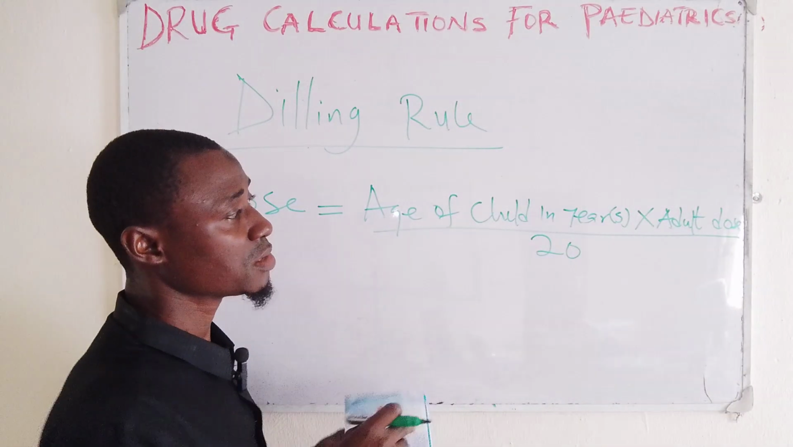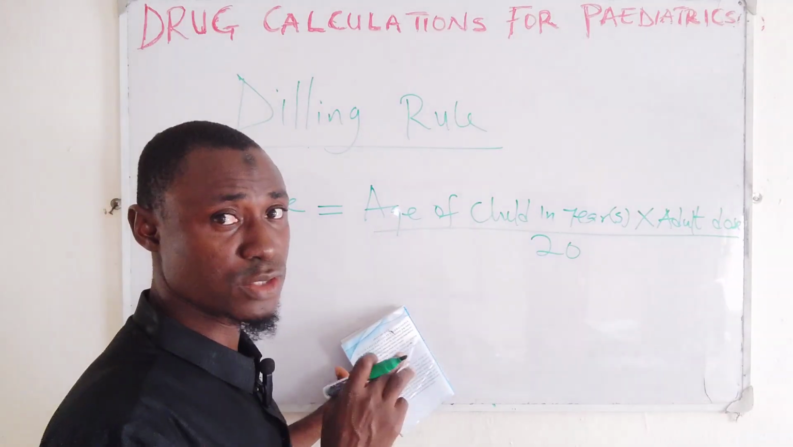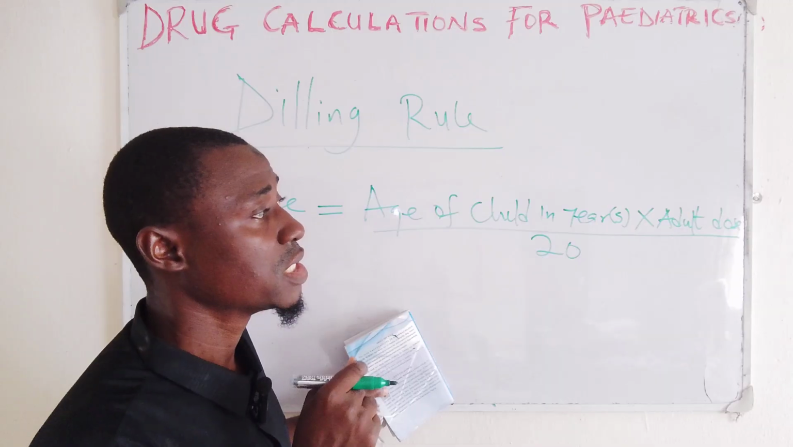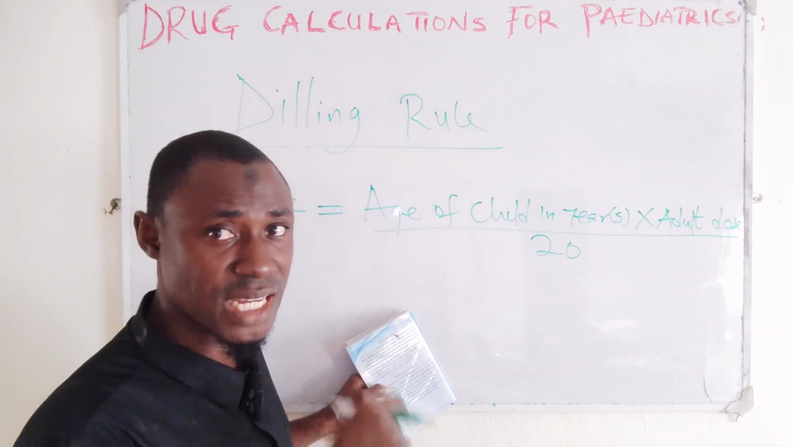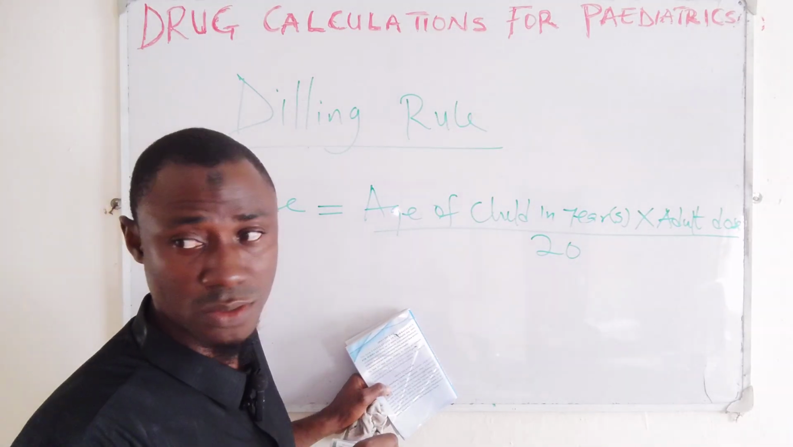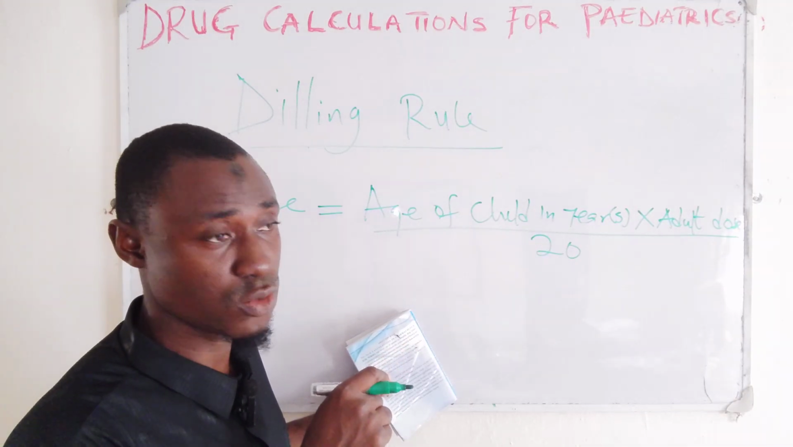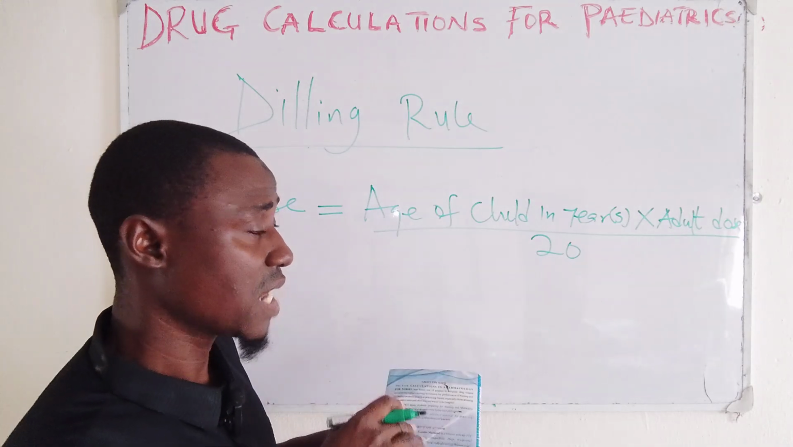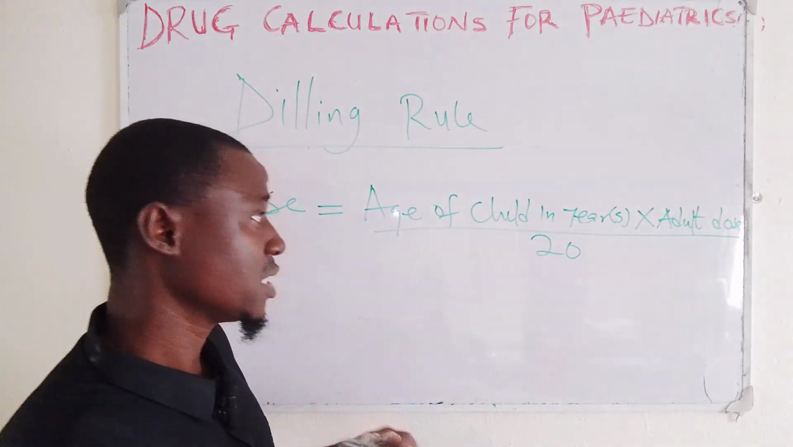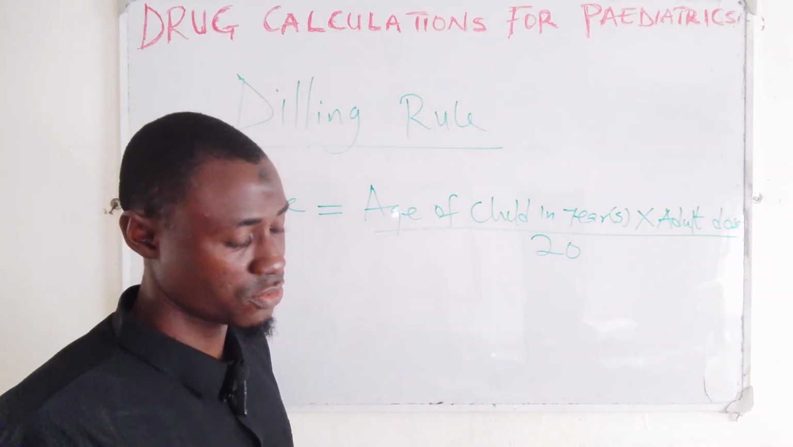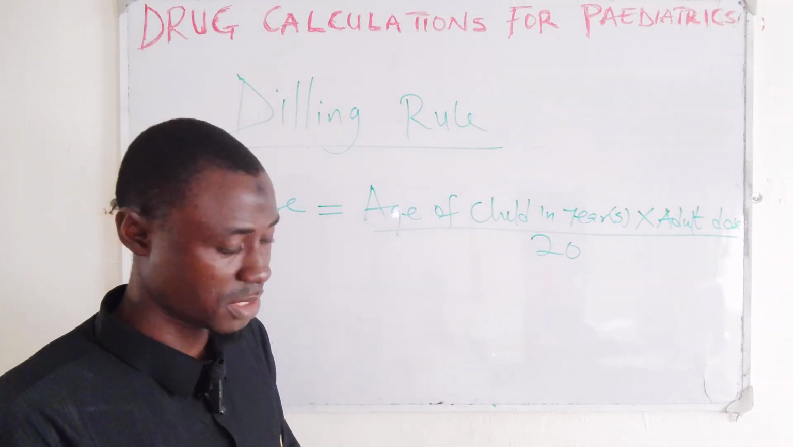That is to say, before you can calculate the dose of a drug that you're going to administer to a child, it's very essential that you know the adult dose of that particular drug. Without knowing the adult dose, it will be difficult for you to get the child's dose. So please take note of that. And quickly, let's take at least an example for us to have a better understanding of the concept.